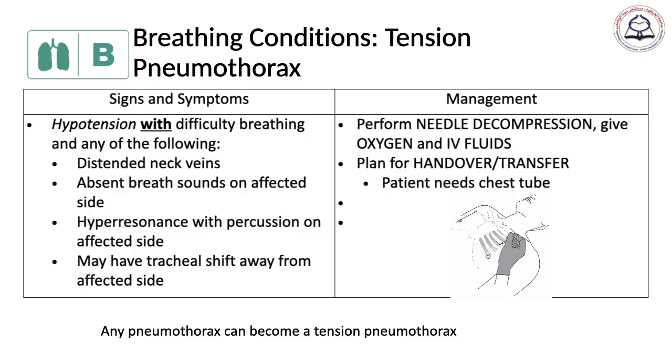Breathing condition, we will discuss here tension pneumothorax. Patients with tension pneumothorax have hypotension and difficulty in breathing. They can have distended neck veins, absent breath sounds on the affected side, plus a hyperresonant percussion note on the affected side, and may have tracheal shift away from the affected side. Note that any pneumothorax can progress to tension pneumothorax. These patients need high flow oxygen, IV fluid, and immediate needle decompression, and you need to prepare them for a chest tube.